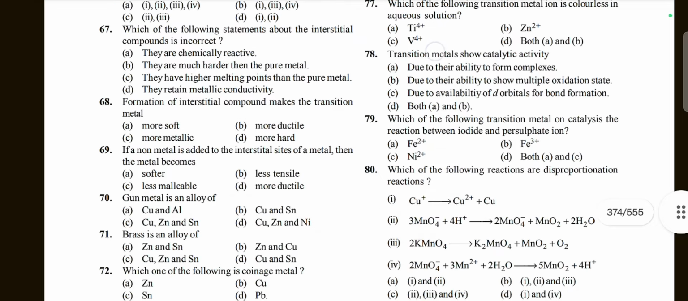Which of the following statements about interstitial compounds is incorrect? They are chemically reactive. Option A will be the answer. They retain metallic conductivity and they are chemically inert. So option A will be incorrect.